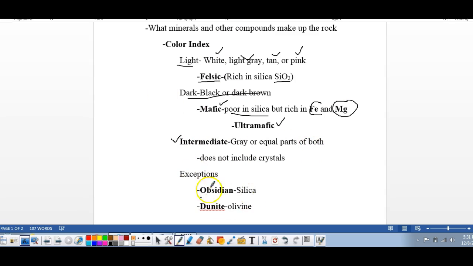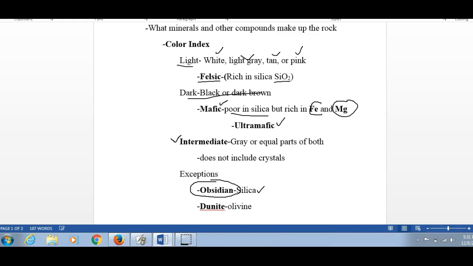Okay. Now there's some exceptions to these rules, because there are some rocks that have a lot of silica in them that are dark in color. An example of that is obsidian, a really shiny rock that you find around here. It looks almost like glass and forms really quickly. But because of how it's formed, it's dark in color, but it does have a lot of silica in it. And then dunite is another example of that as well.